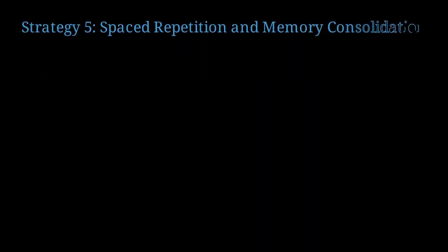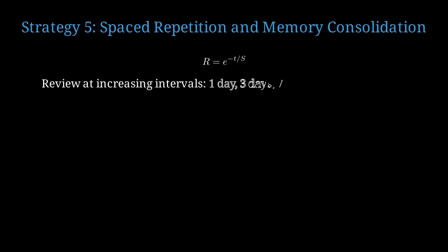Strategy 5. Use scientifically proven spaced repetition for long-term retention. Memory retention follows an exponential decay. R is retention probability, E is Euler's number, T is time elapsed, and S is memory strength. The optimal review schedule is at increasing intervals.